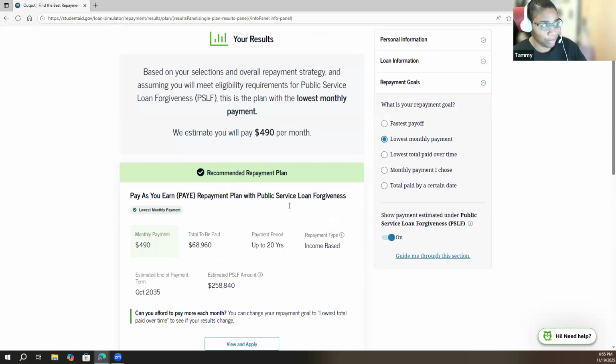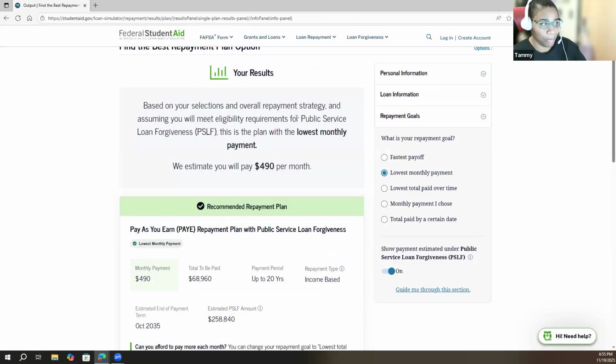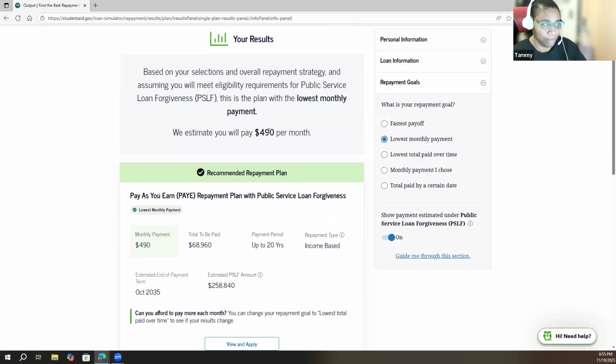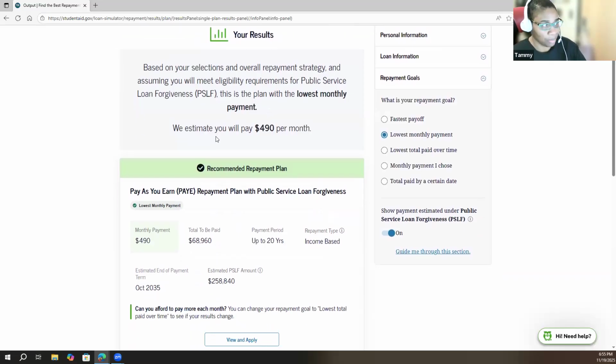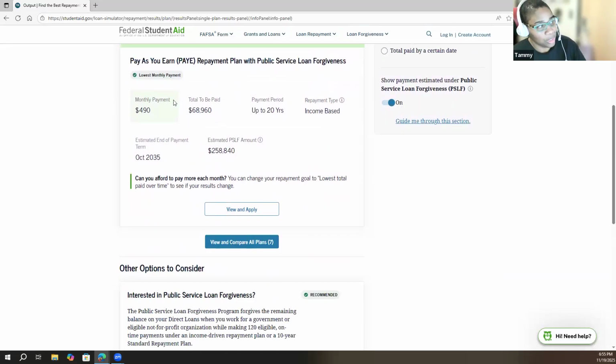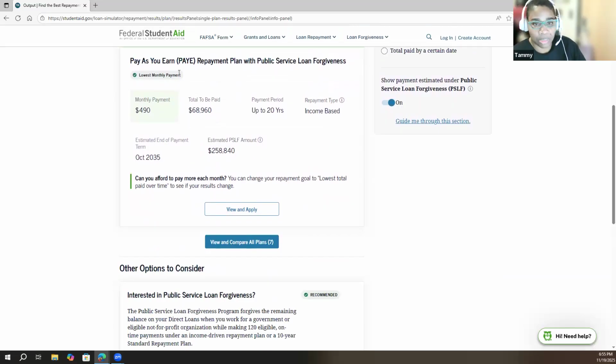Now, this is where you'll be able to see, based on your selections and overall repayment strategy, and assuming you meet PSLF requirements, this is the plan. Now, mind you, the first plan that it shows is pay as you earn. Technically, pay as you earn is still available. You are able to enroll in pay as you earn. Just remember, this is one of the plans that is scheduled to be phased out by July 1st, 2028. So you know that eventually this plan is going to be going away, okay?